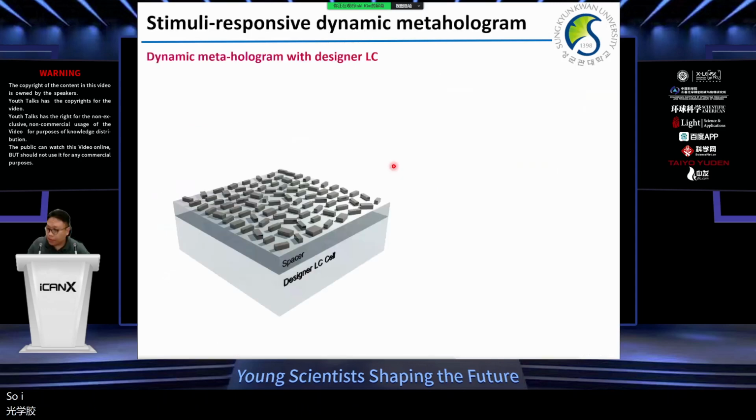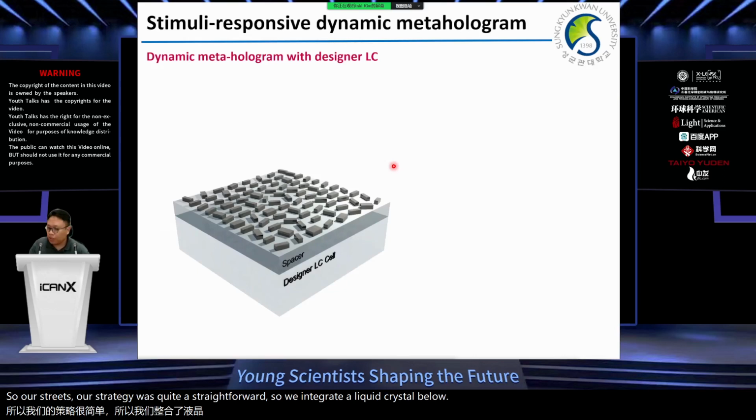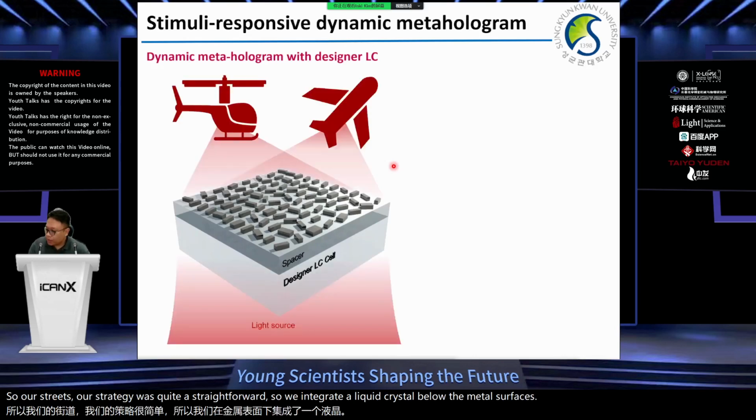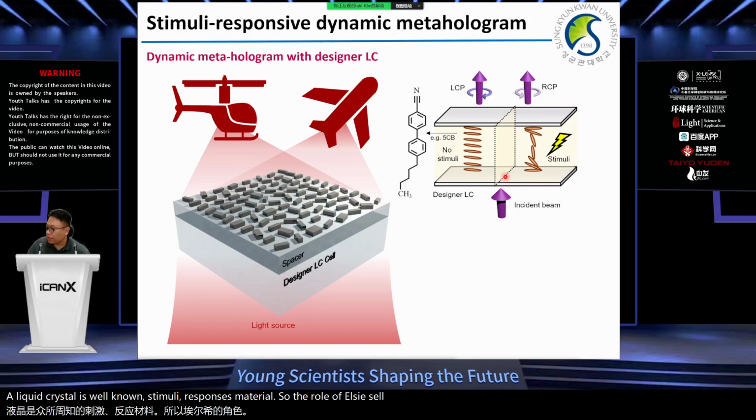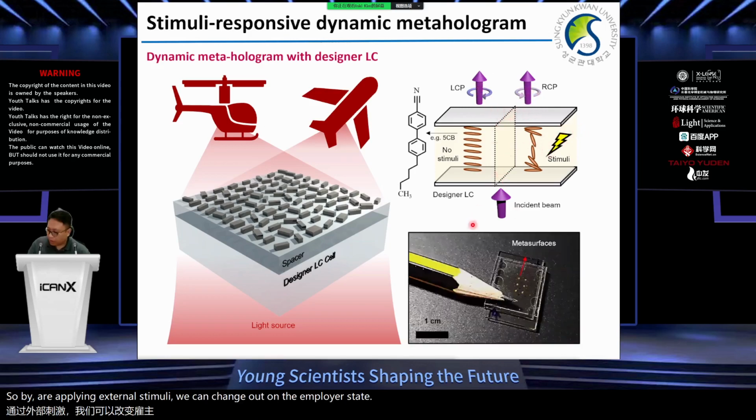So our strategy was quite straightforward. We integrate a liquid crystal below the metasurfaces. Here, the liquid crystal is a well-known stimuli responsive material. The role of the LC cell is modulating the outgoing polarization state. So by applying external stimuli, we can change the outgoing beam polarization state. And then we just merge them together.